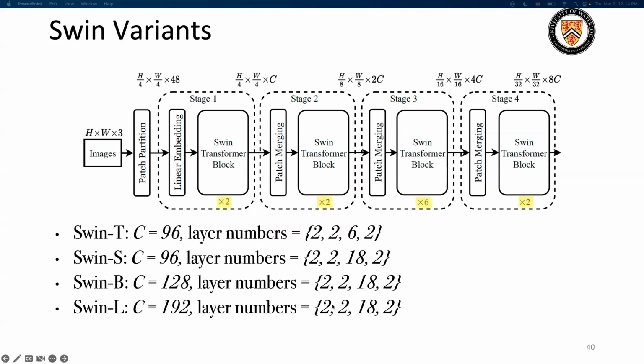Also, you may see some numbers here. These show the Swin variants, so there will be some different Swins. The difference between them is based on the number of these layers. Like, for example, Swin T will be 2 2 6 2, but Swin L will be 2 2 18 2. Also, another difference between these variants is the dimension of C.